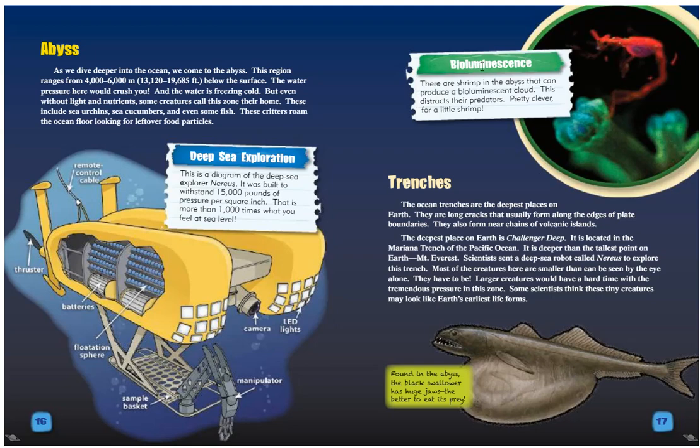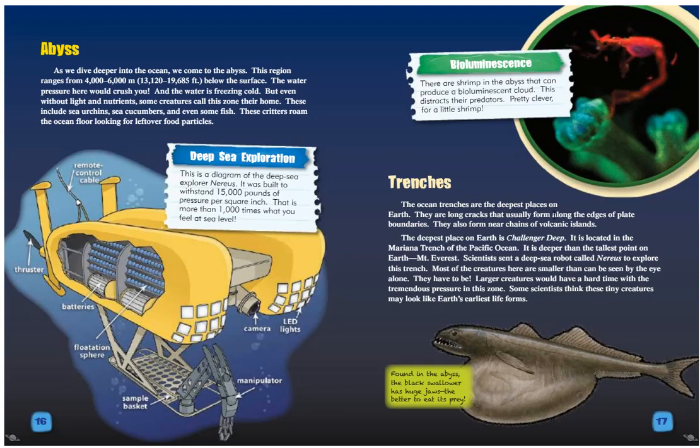And bioluminescence? There are shrimp in the abyss that can produce a bioluminescent cloud. This distracts their predators. Pretty clever for a little shrimp, indeed. And as for the very, very deepest parts of the ocean, we reach the trenches. The ocean trenches are the deepest places on Earth.